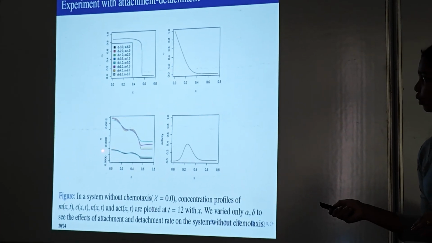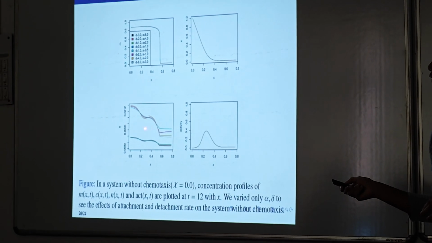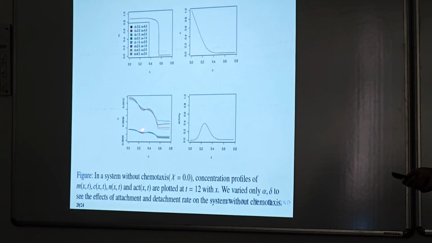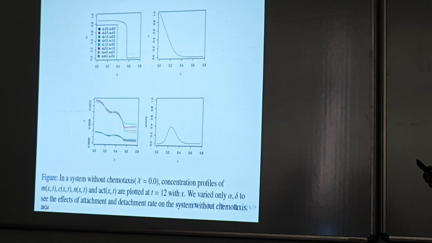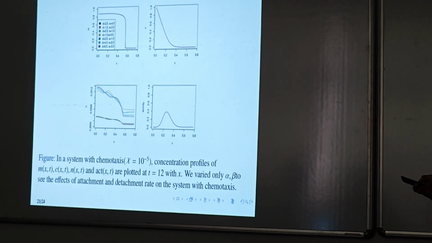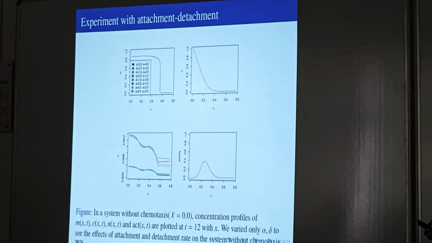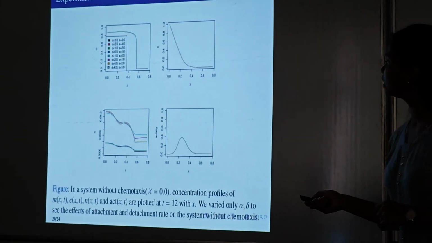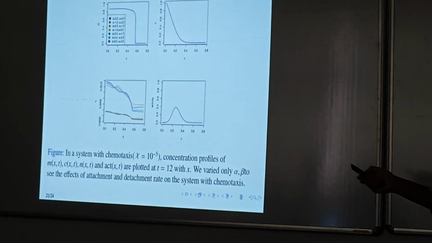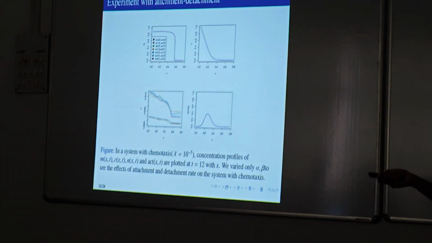So when we have more detachment, we see there is bacterial growth, not biofilm, bacterial growth in the aqueous medium. This is similar with attachment and detachment. Okay, so this one is without chemotaxis and this is with chemotaxis. Because of the chemotaxis, we get to see a peak forming here where we have the best growth condition.